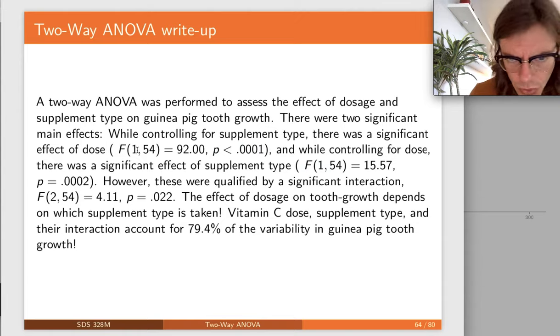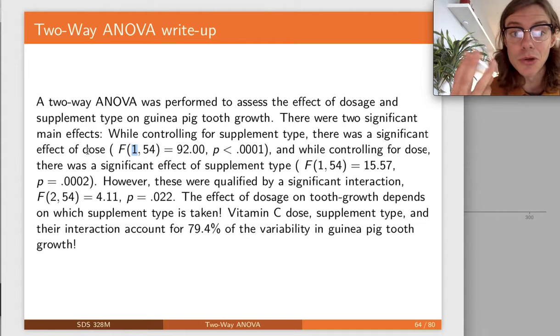This one should have a 2 while controlling for, yeah, that should be a 2. I changed the slides at the very last minute. That should be a 2 there. Don't worry about it. Because there's, right, the numerator degrees of freedom for dose, there's 3 groups. 3 minus 1 is 2. So just change that one to 2.